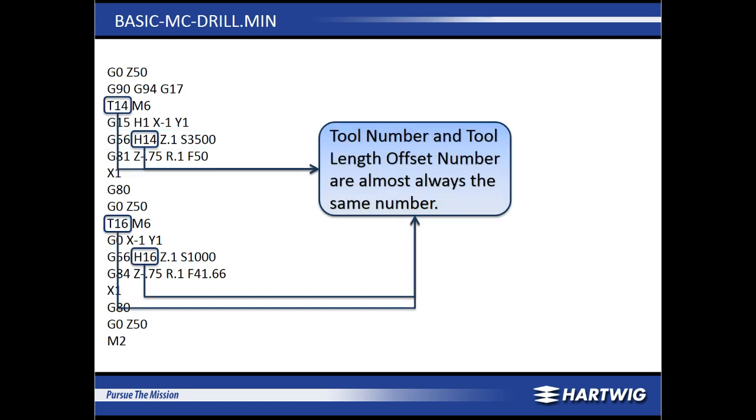One of the things that we want to do whenever we're programming our tools and programming our tool numbers is make sure that we match our tool number to our tool length offset number. We established our tool number, but we almost always want our tool offset number to match our tool number. Otherwise, programming can get a little confusing.